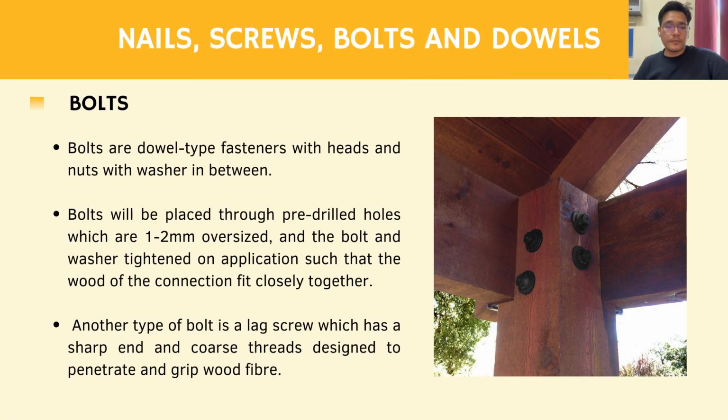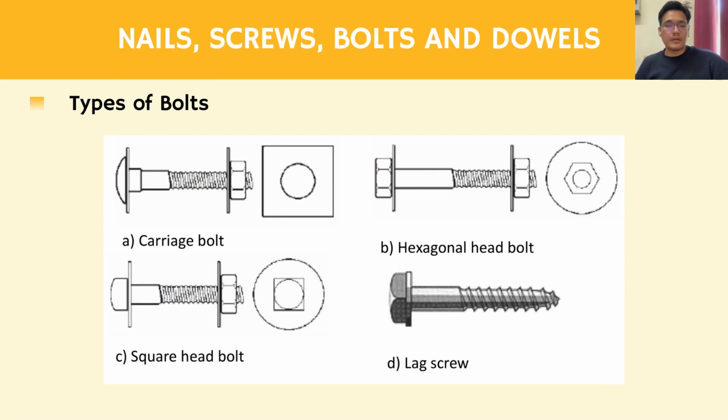Next would be bolts. Bolts are basically dowel type fasteners with heads and nuts, with a washer in between. To use a bolt in timber construction, there needs to be a pre-drilled hole which is around 1 to 2 millimeters oversized, and the bolt will need to be tightened using the nuts until the wood fits closely together. But there's another type of bolt called a lag screw, which doesn't have a nut and is shaped basically like a screw, designed to penetrate and grip the wood. So as you can see, these are the types of bolts that are mainly used in construction.